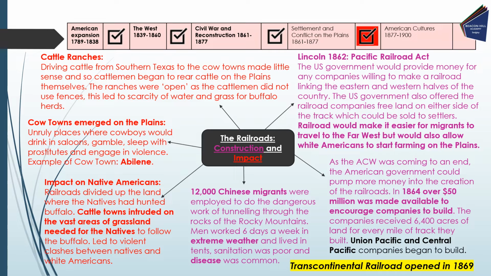So again, this is a negative impact as a result of the railroads, as a result of people moving to the west. We begin to see the land again taken from the natives. It's being used differently and it impacts on their nomadic lifestyle. So this is the information that you need to know for the railroads in terms of construction and impact.